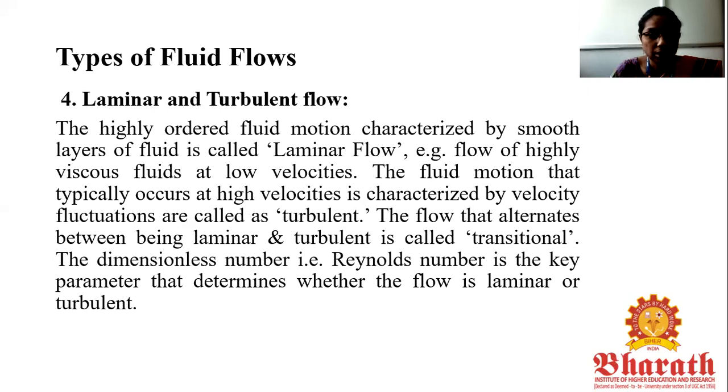The dimensionless number, that is the Reynolds number, is the key parameter that determines whether the flow is laminar or turbulent. So this Reynolds number decides the type of flow, laminar or turbulent, or if the flow is intermediate between laminar and turbulent, called transitional flow. So this is laminar and turbulent flow.